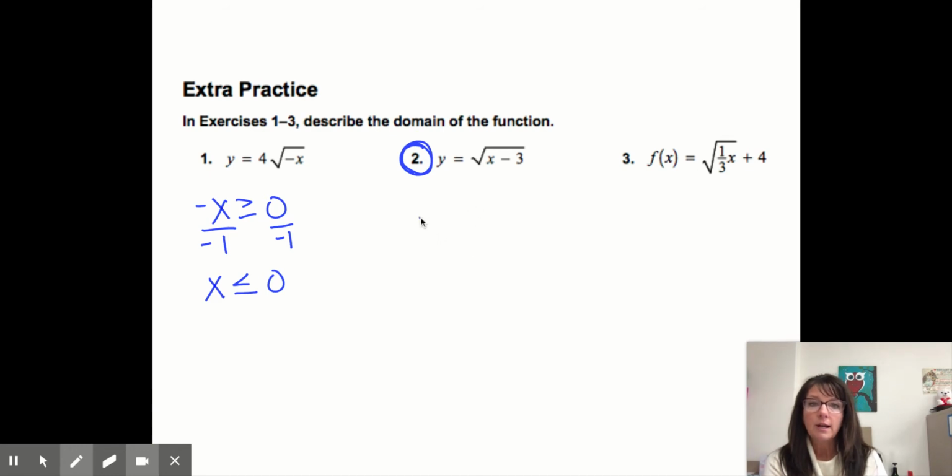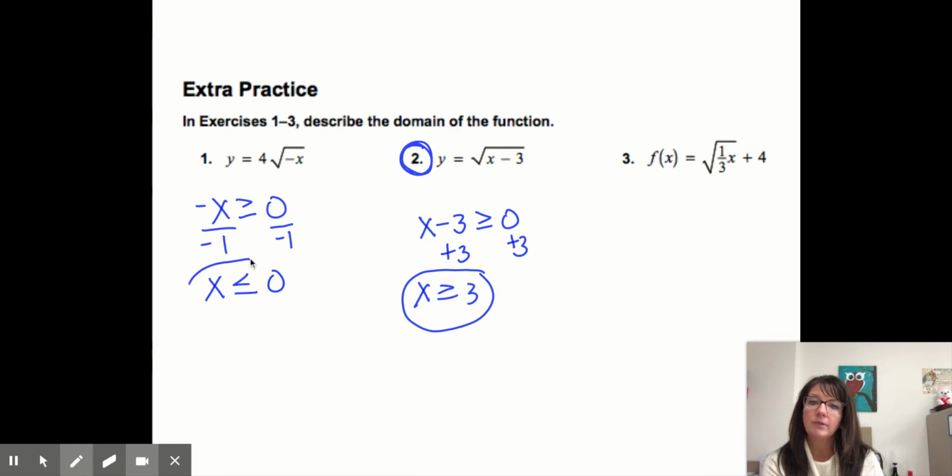Okay, I'm going to go ahead and work it out. So we'll have x minus 3 to be greater than or equal to 0. We'll add 3 to both sides. This does not reverse the symbol. So we have x can be greater than or equal to 3. Go ahead and circle that. So 3 minus 3 is 0, and then we can go greater: 4, 5, 6. But if it becomes like 2, then we would have that negative underneath there.